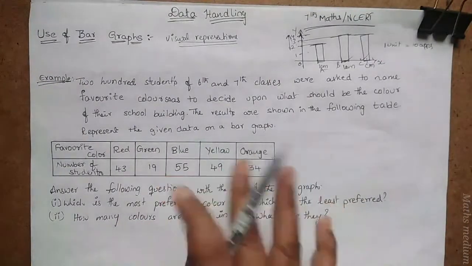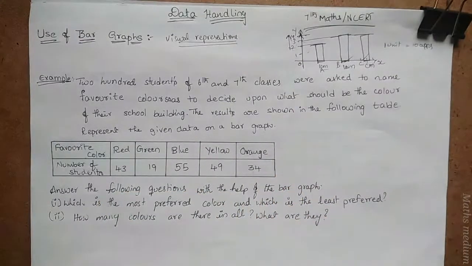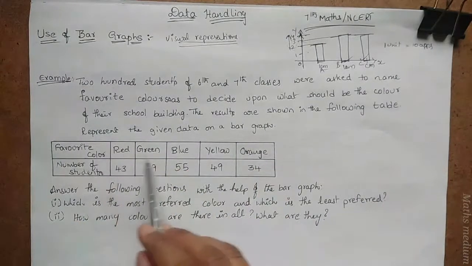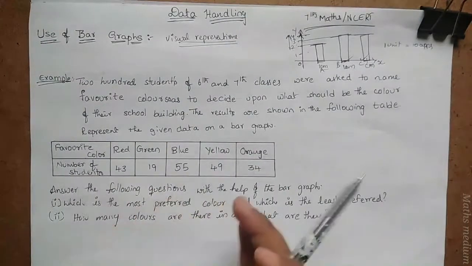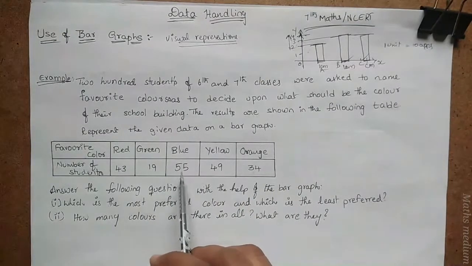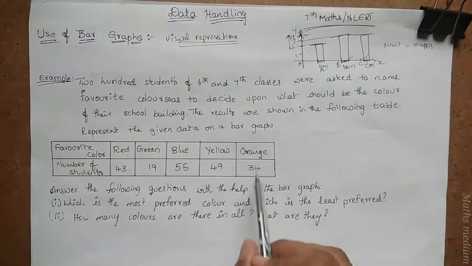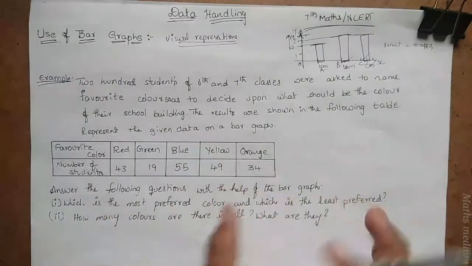So here is the school building. The management decided to color the building. There are 5 colors chosen: red, green, blue, yellow, orange. The number of students who voted for each favorite color is: red 33, green 19, blue 55, yellow 49 and orange 34 respectively. Students gave their votes to their favorite colors.